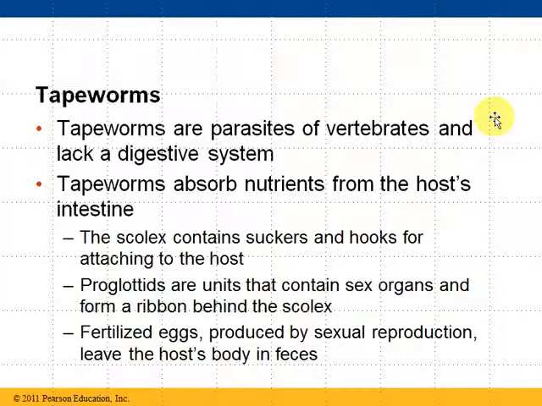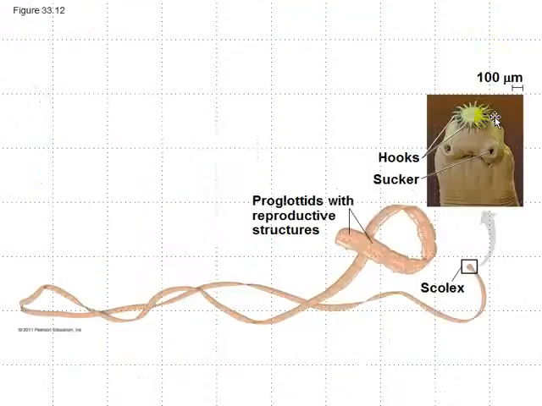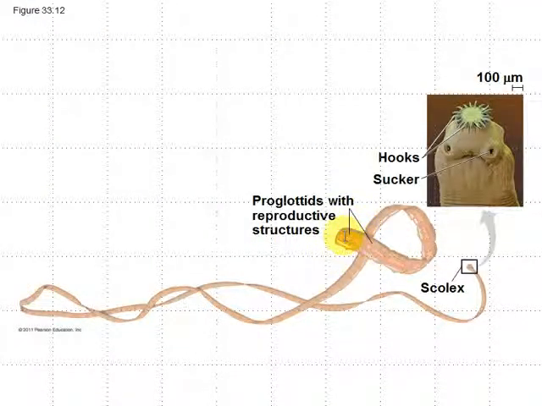And at the very end of that ribbon, fertilized eggs produced by sexual reproduction leave the host body in little segments, leave the host through the feces of the host. So here you have a tapeworm. At this portion you would have the end portions, the proglottids, that can be broken off and excreted when the host goes to the bathroom.